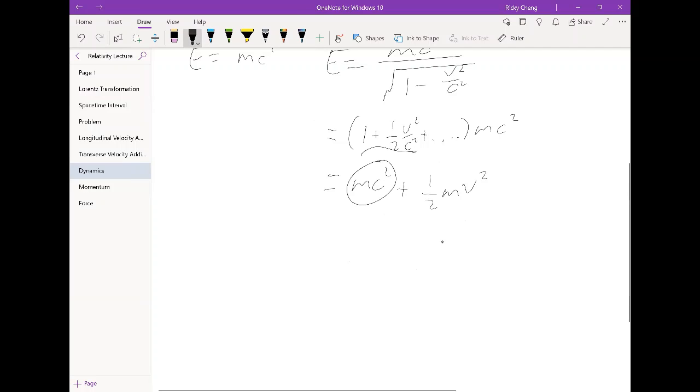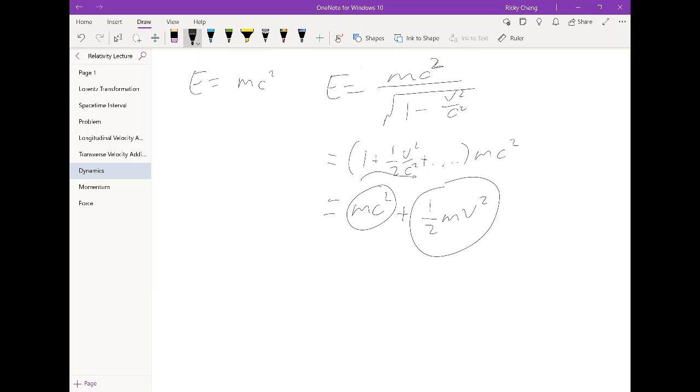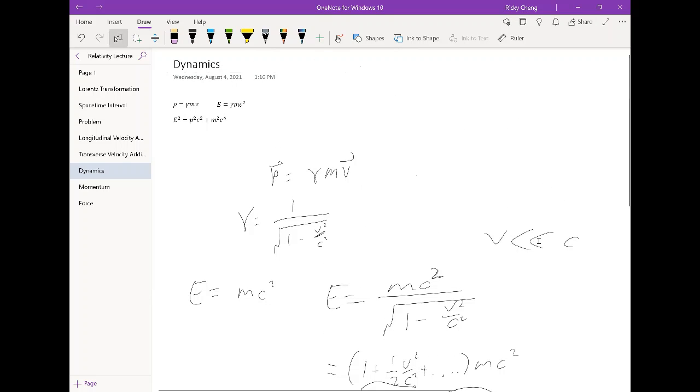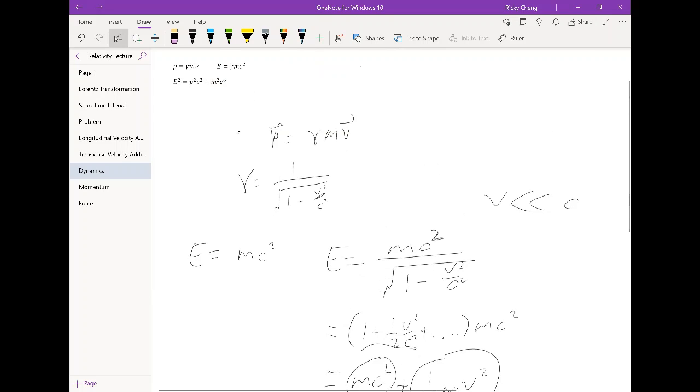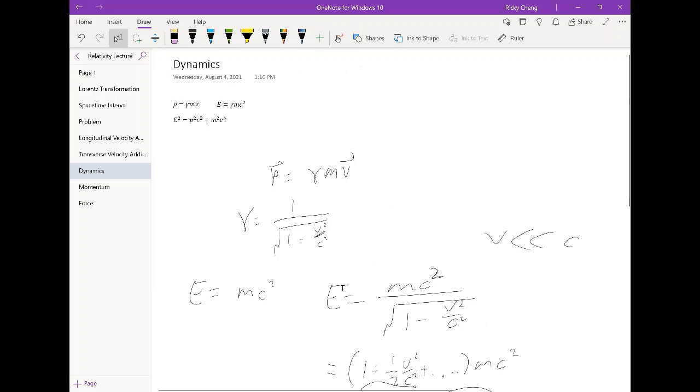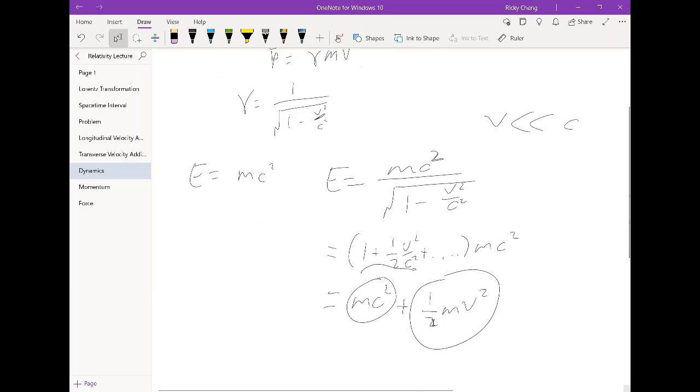This part on the left, mc squared, is just the rest energy of a particle. This part here, 1/2 mv squared, should be very familiar to everyone. It is just the kinetic energy of a particle. So as we can see, if v is a lot smaller than c, then this equation for the total energy of a particle reduces to mc squared plus the kinetic energy of a particle.